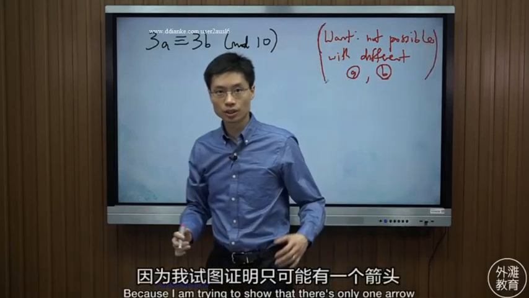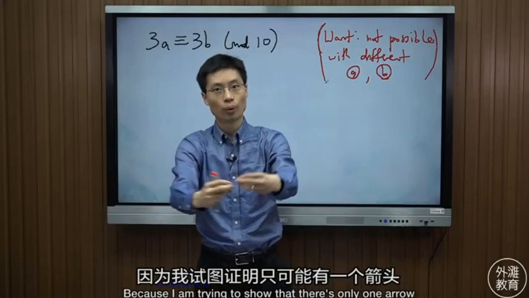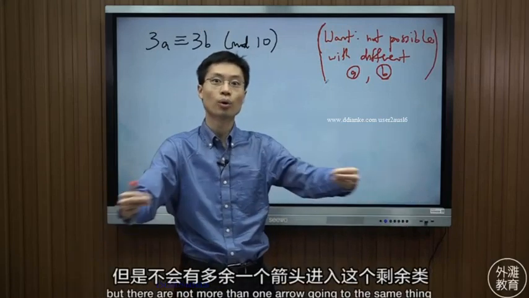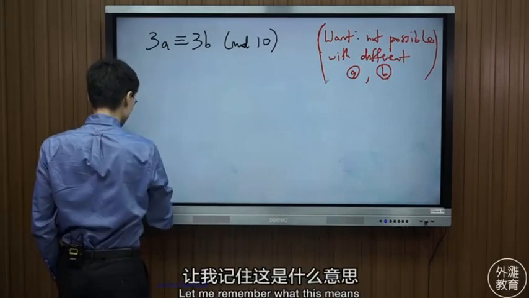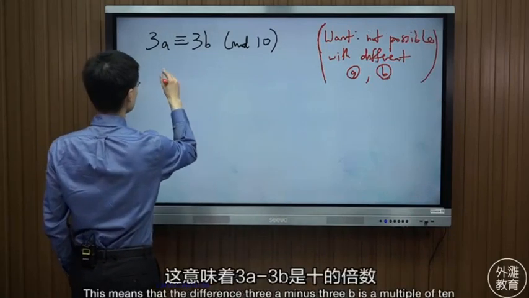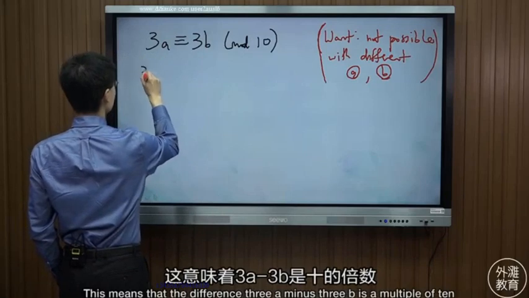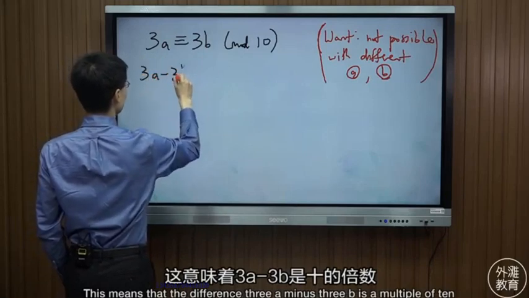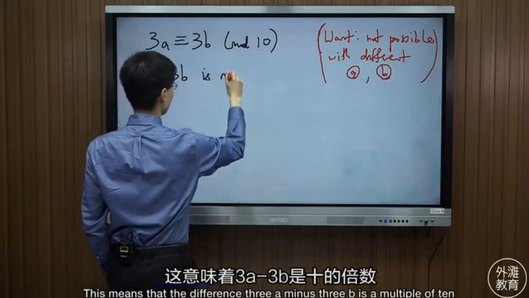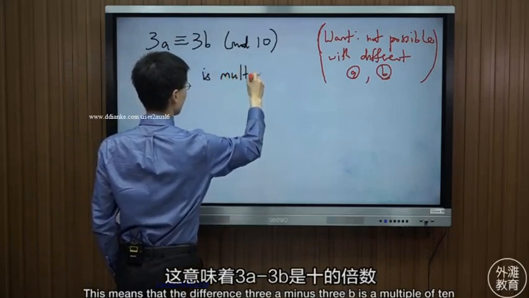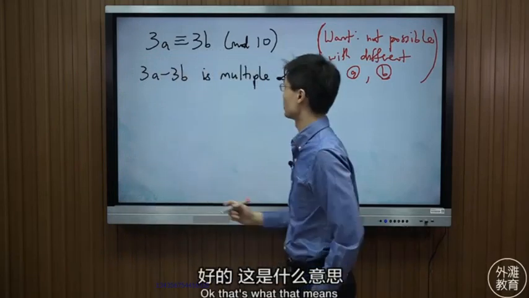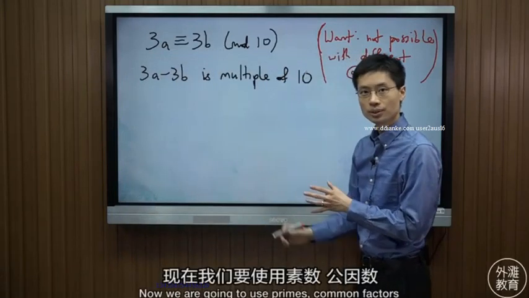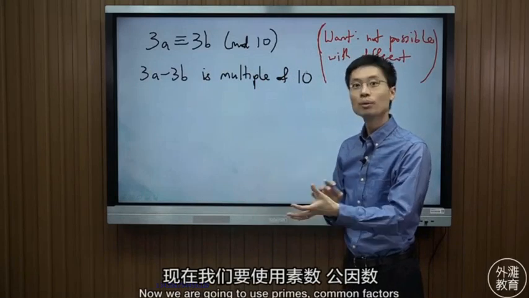Because I'm trying to show that there's only one arrow. Well, there are not more than one arrow going to the same thing. Let me remember what this means. This means that the difference, 3a minus 3b, is a multiple of 10. Okay, that's what that means. Now we start to use primes, common factors.